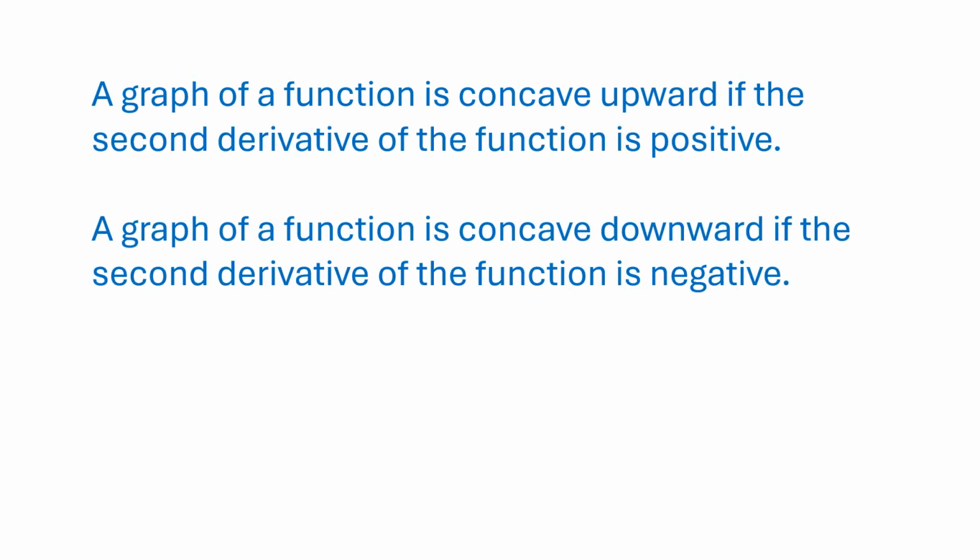A graph of a function is concave upward if the second derivative of the function is positive. And a graph of a function is concave downward if the second derivative of the function is negative. But now we're looking at how fast the derivative is changing.